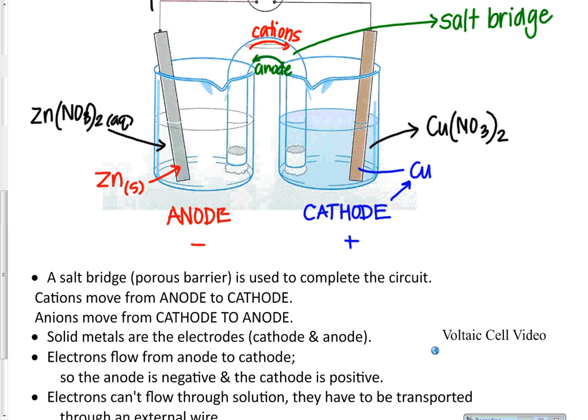And there could be any salt solution in this salt bridge. Let's just say for argument that it's NaCl aqueous. It's just some salt solution that allows for cations and anions to move. Okay, so what we're going to do next is we're actually going to watch a video of a Voltaic cell.